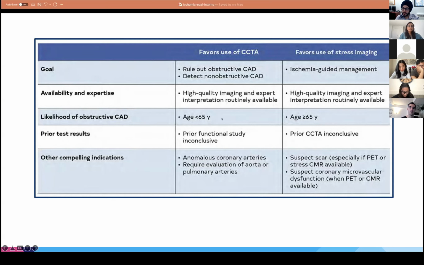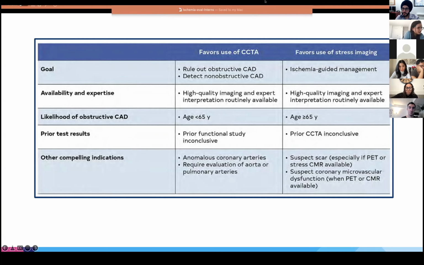Typically, CCTA is used in younger patients, because these patients are at a lower risk for having very extensive disease. So you're trying to rule out disease. You also want to use it when you've had a prior stress test and it was inconclusive.